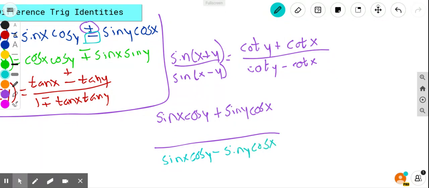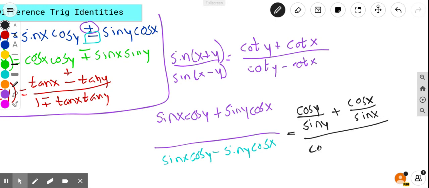All right. And I want to figure out what I'm working towards on the right side. So I know cotangent is the reciprocal of tangent, which is also known as cosine over sine. So I know I should have a cosine of y over a sine of y plus a cosine of x over sine of x, over cosine of y over sine of y minus cosine of x over sine of x. Right? So that is what I'm working towards.